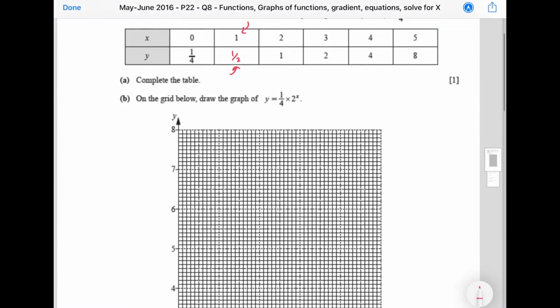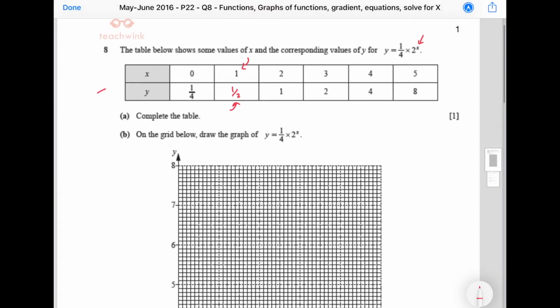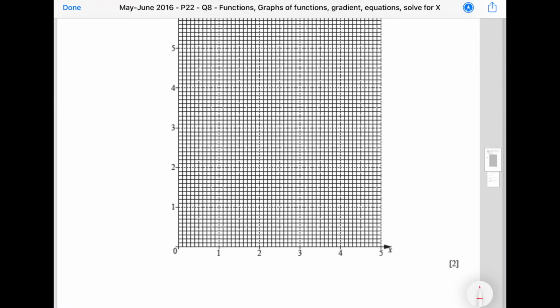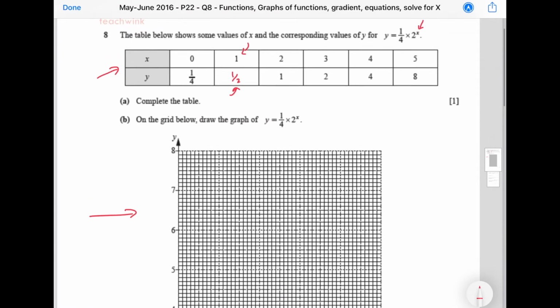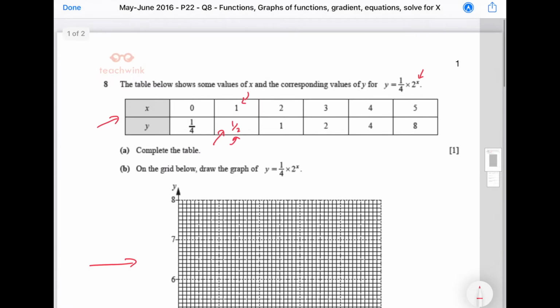Okay, the next part says on the grid below, draw the graph of y equal to 1 over 4 times 2 to the power of x. So we have to plot these values on this grid right here. So let's do that. Where x is 0, y is 1 over 4. So where x is 0, 1, 2, 3, 4, this is here. Okay, the next is when x is 1, y is 1 over 2. Where x is 1, y is half. And then it says 2 and 1.